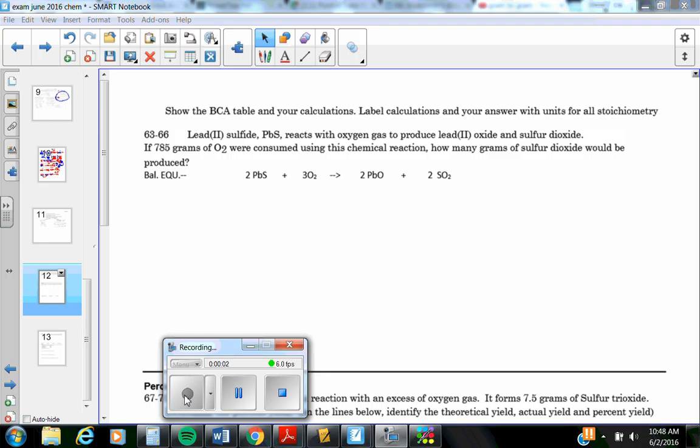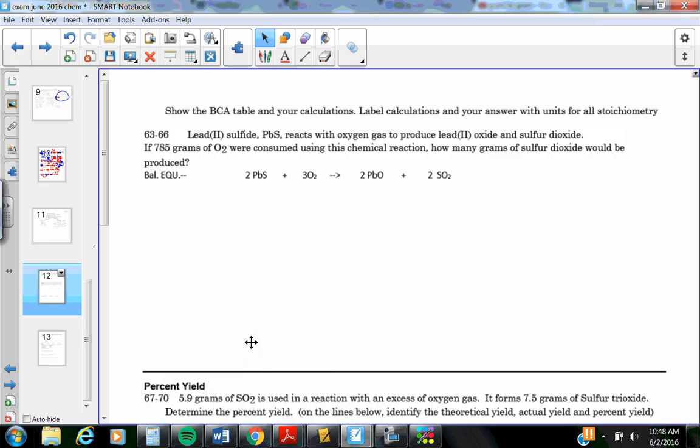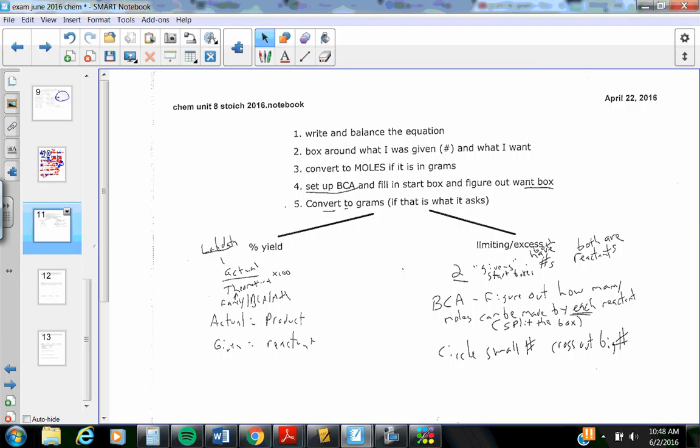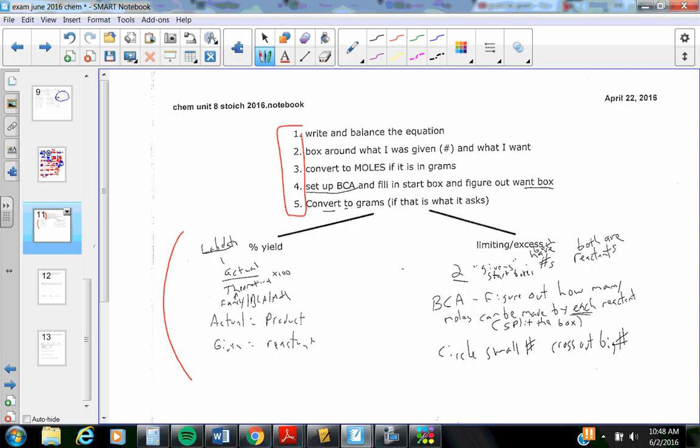Next page is stoichiometry. I'm going to be using a piece of paper that looks like this. My patented 5-step process to do any stoichiometry is up here. These down here are just some specialized things that might be needed. For the first problem, I won't need those specialized ones. I'm just going to be using the patented 5-step process.